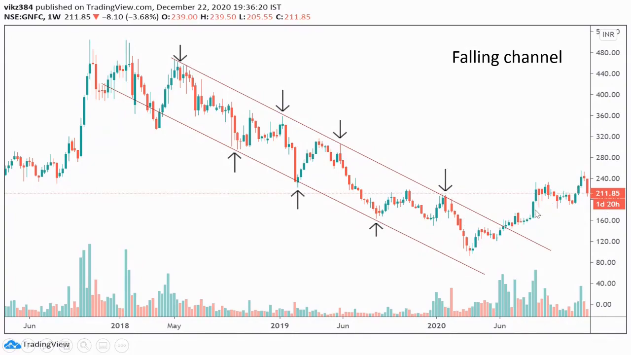So one can keep a stop loss here and take a trade here. Mind you, this is not a recommendation. I am just doing this for study purpose and how to analyze things. Okay, so I hope the examples of channel is very clear here.